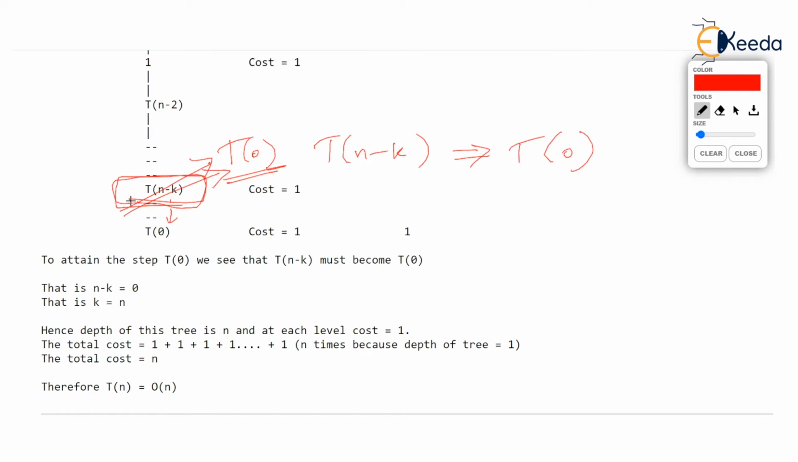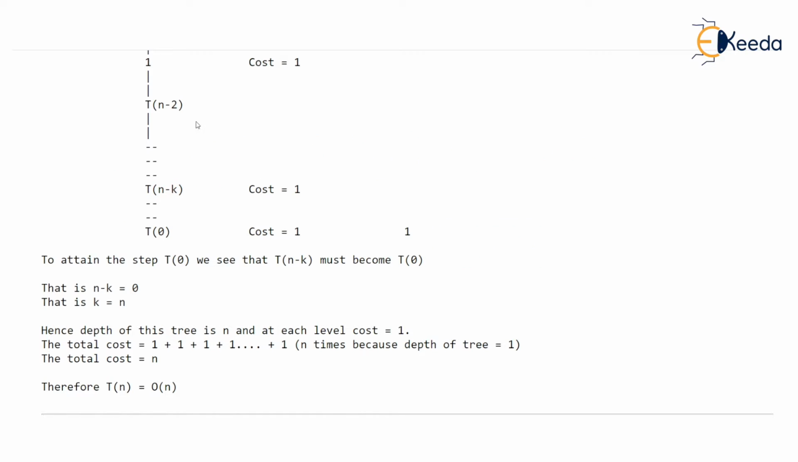This is the general term we have written. But when will this become T0? When Tn minus k will tend to T0. That means n minus k should become 0. That means k should become n. I hope you know what I'm talking about. That means k should become n. Again, erasing the slate. Let me switch on the marker again.